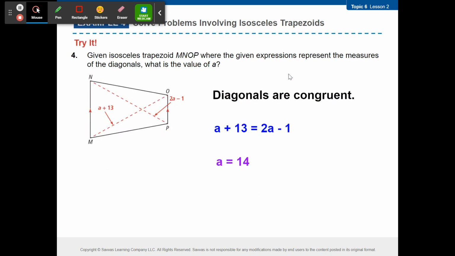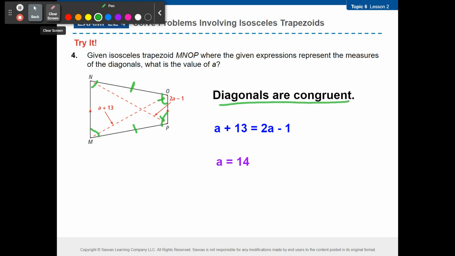It'll be easier. Okay, so in this case, given isosceles trapezoid MNOP, where the given expressions represent the measures of the diagonals, what is the value of A? Remember, if we have an isosceles trapezoid here, we know this is congruent with this. We know that angle is congruent with that angle. We know this angle is congruent with this angle, but we also know that the diagonals are congruent. Because the diagonals are congruent, and they said this expression represents the diagonals, we just set them equal to each other and solve.